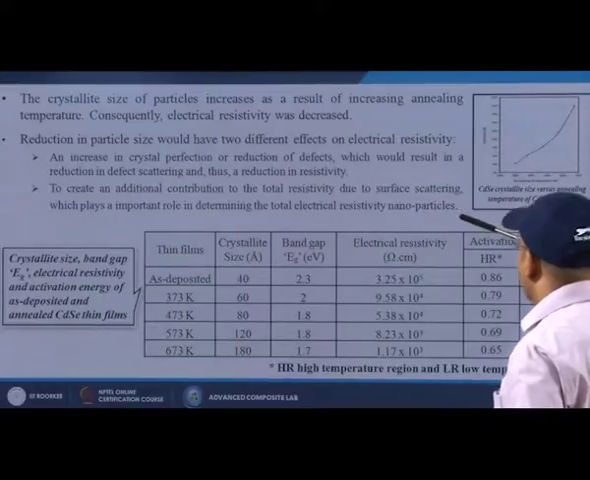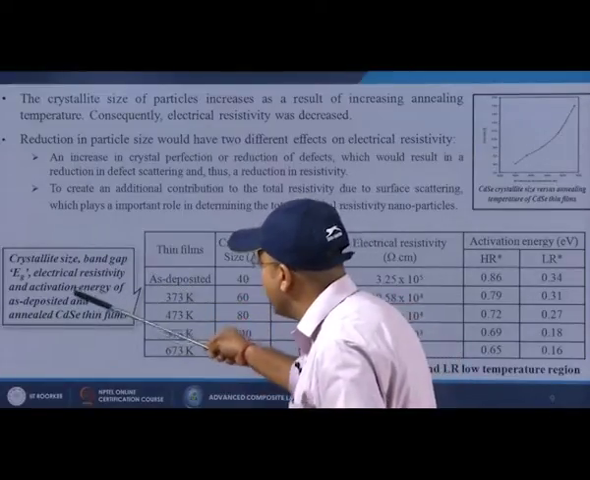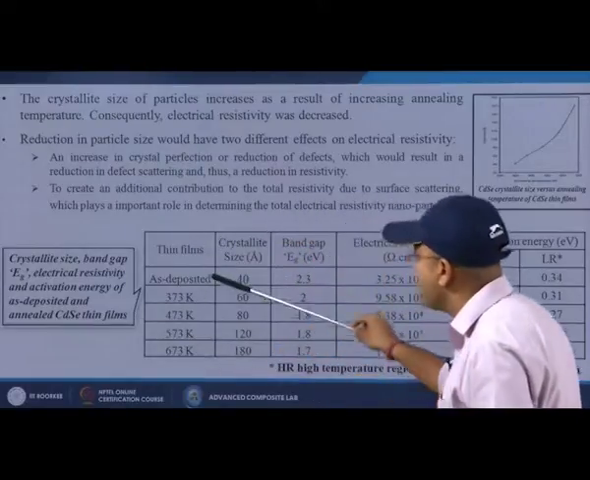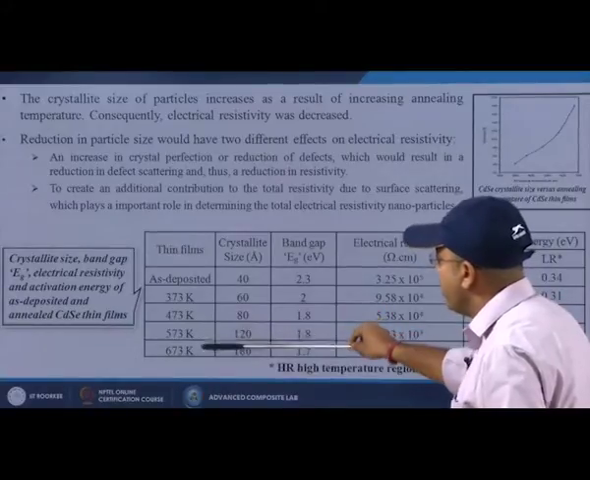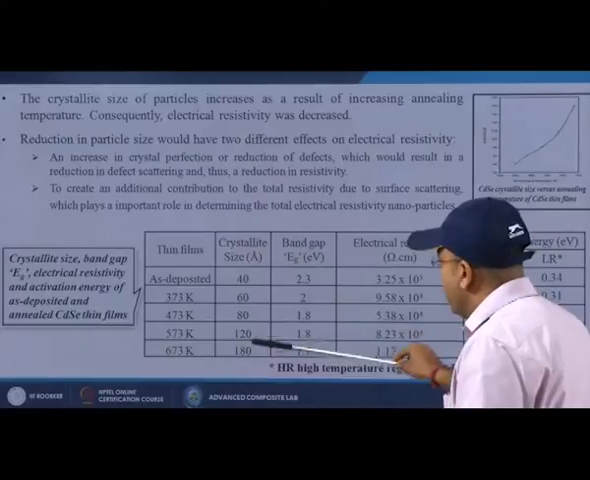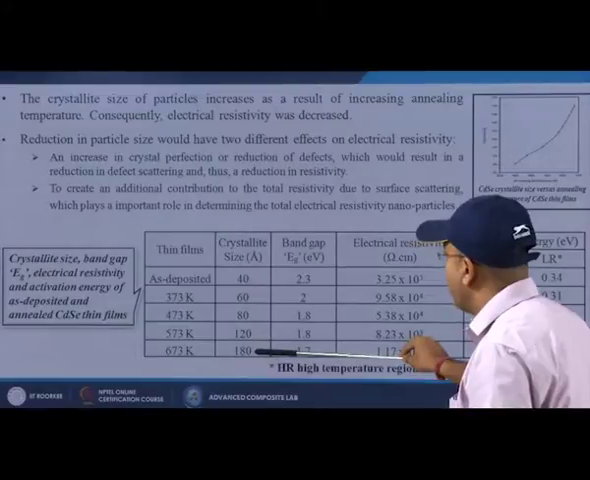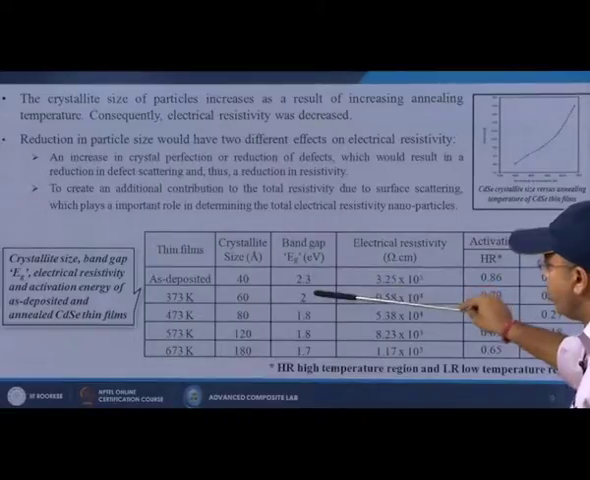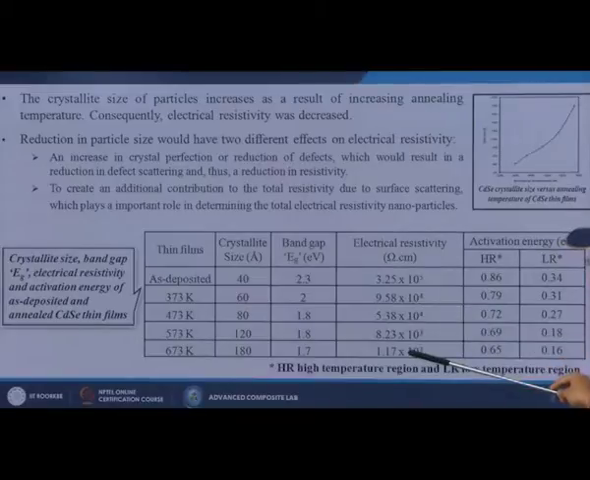resistivity of nanoparticles. So, here are the crystallite size, band gap, electrical resistivity and activation energy of as-deposited and annealed CdSe thin films. Here these are the thin films as deposited: 373 Kelvin, 473 Kelvin, 573 Kelvin, 673 Kelvin. Crystallite size is totally increasing, from 40 angstrom to 60 angstrom to 80 to 120 to 180. Band gap is also decreasing, starting from 2.3 to 2, then 1.8, 1.8, then 1.7. Electrical resistivity is also changing and activation energy is also decreasing.